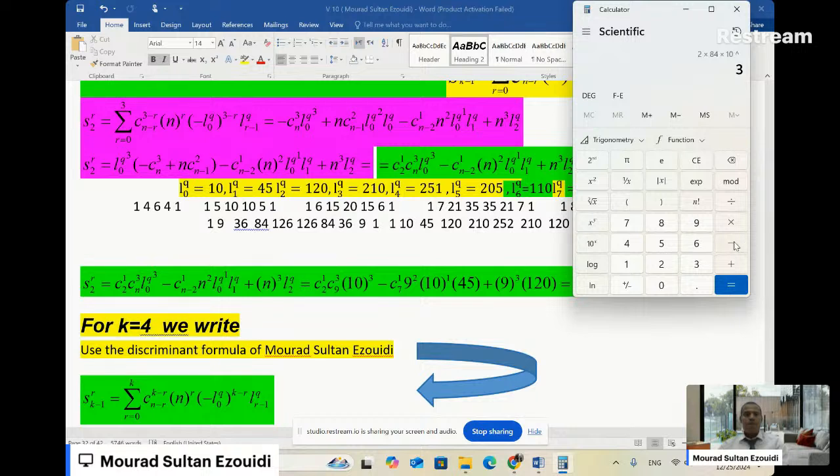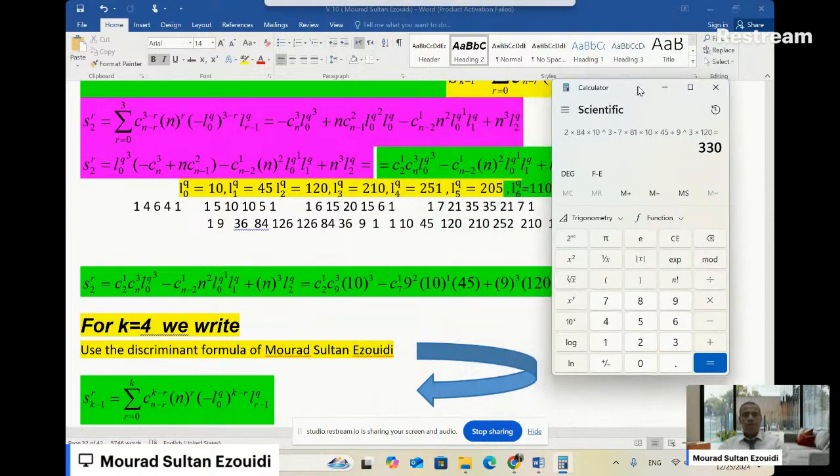So minus 7 multiplied by 81, multiplied by 10, multiplied by 45. Then plus 9 cubed, plus 9 raised to the power 3, multiplied by 120. So this one, my kids, in fact, is equal to 330. Let's check again. 330. Okay.